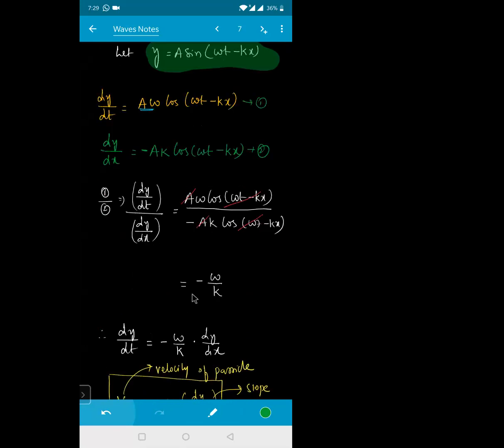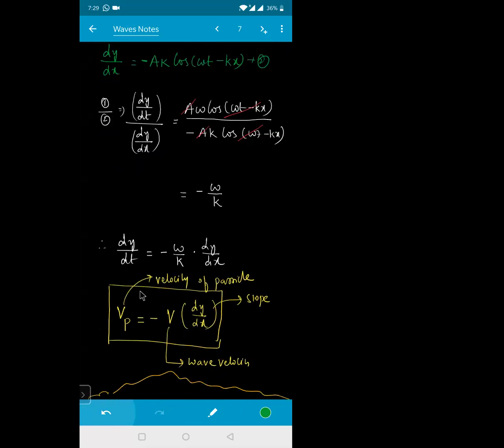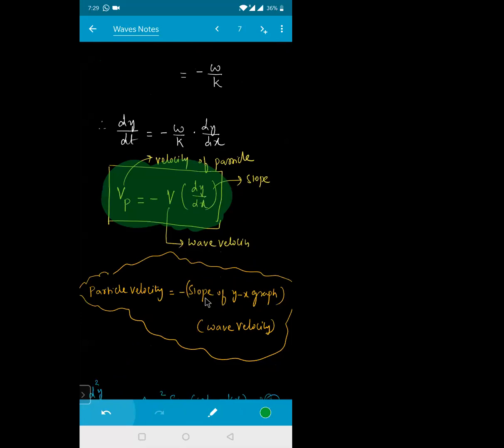Differentiating both of them, we get an equation known as the wave equation. The velocity of the particle is equal to minus v into dy by dx. Here dy by dx is the slope, and v is the wave velocity. So I can write: particle velocity is equal to minus the slope of the y versus x graph into the wave velocity.